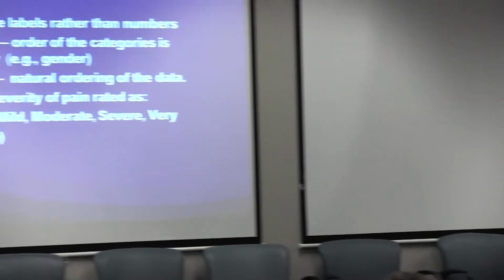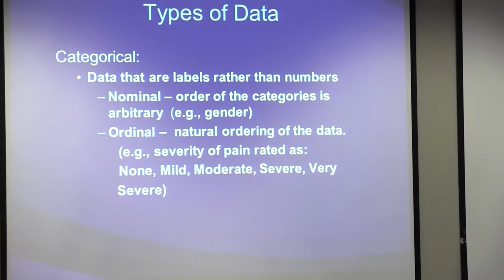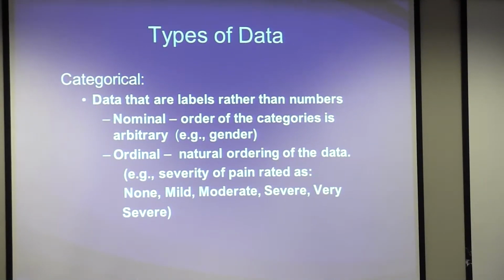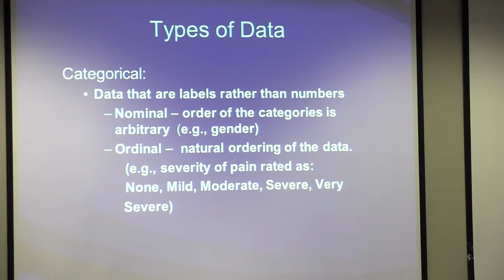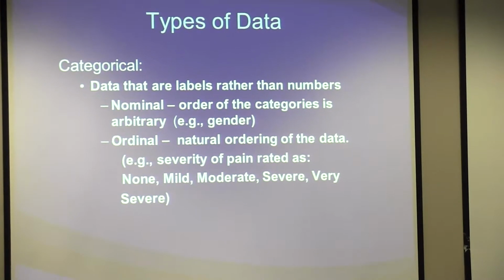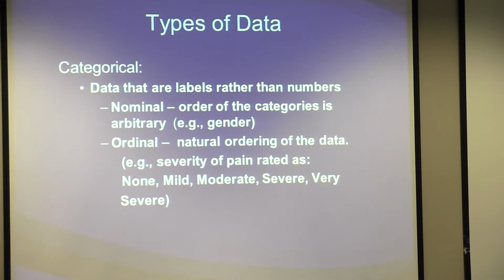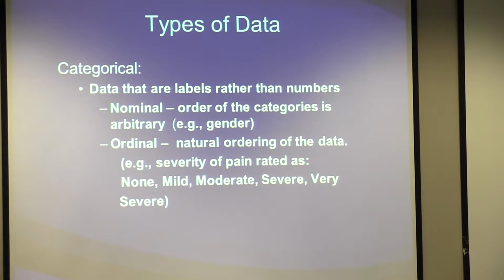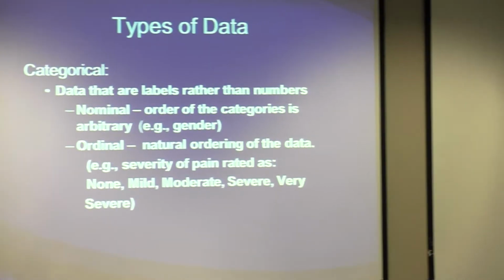So let's take, for example, eye color. That's a good example. That would be nominal because there's no ordering to eye color. Blue, brown, green, gray, hazel, whatever. There's no inherent ordering to that. Gender is the same way. There's no ordering to that. They're just categories to represent different things.